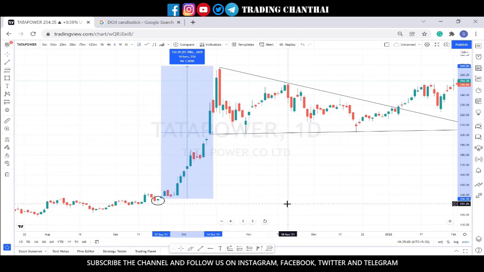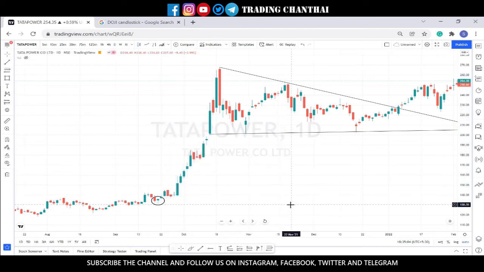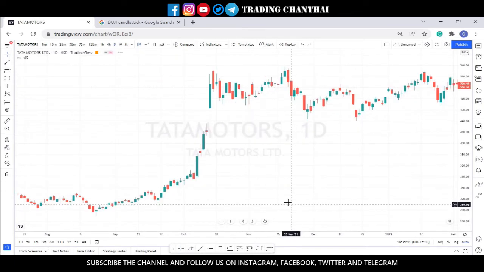So this is the power of the hammer pattern. Once it is formed, it is going to have a bullish turn, but you have to wait for the right place and the right time. The next example is Tata Motors.